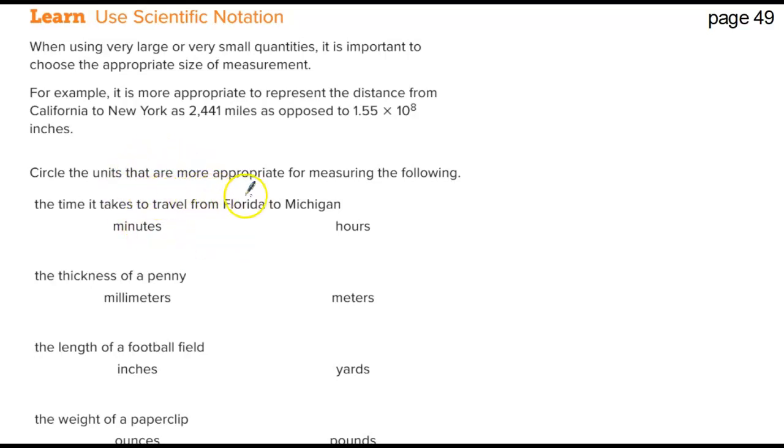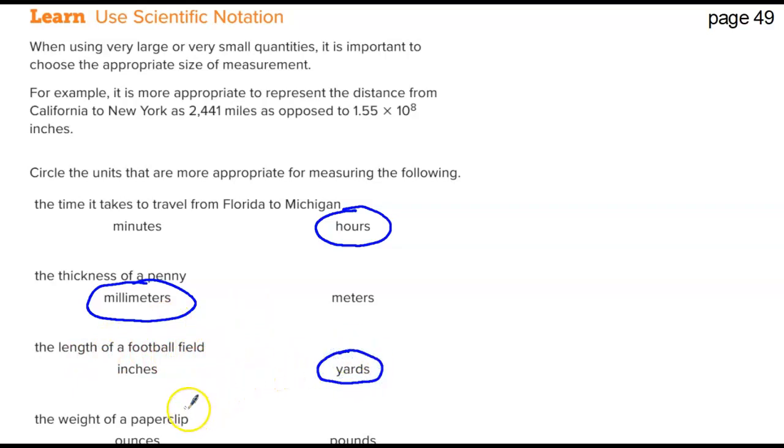Most of these are pretty obvious. The time it takes to travel from Florida to Michigan, well, minutes, it would be very hard to wrap your head around that, but hours is appropriate. The thickness of a penny, well, you're not going to measure that in meters. A meter is similar to a yard. That would be ridiculous. So it's millimeters. The length of a football field, I think most of us know we measure those in yards. And the weight of a paper clip is not going to be measured in pounds, but ounces.